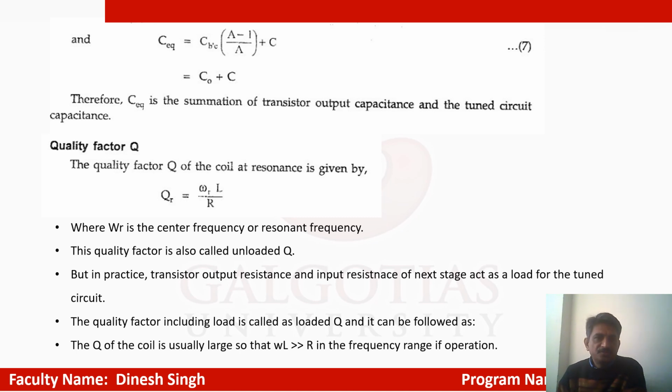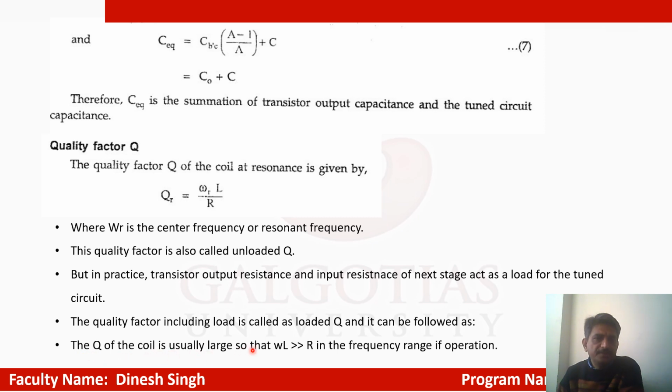This quality factor is also called unloaded Q, but in practice, the transistor output resistance and the input resistance of the next stage act as a load for the tuned circuit. The quality factor including load is called loaded Q. It can be followed as the Q factor.